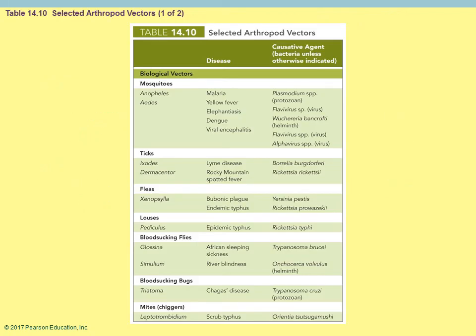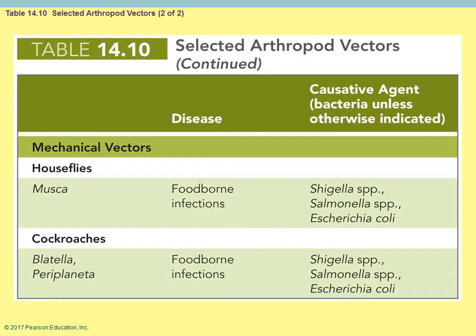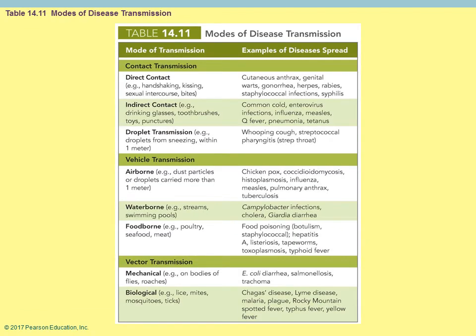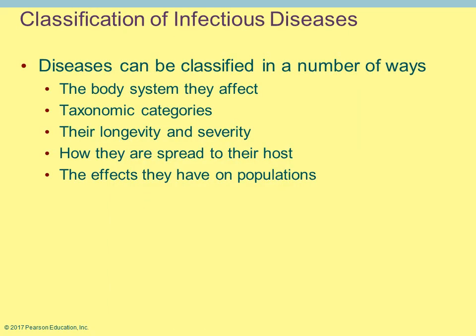Some of our arthropods that do act as vectors, mosquitoes are a huge one, ticks, fleas. Mosquitoes are probably the number one of your arthropod insect vectors. Mechanical vectors, where they just need to touch you, things like houseflies and cockroaches. This shows different examples of modes of transmission, contact, vehicle, and vector, just a summary of the last several slides.